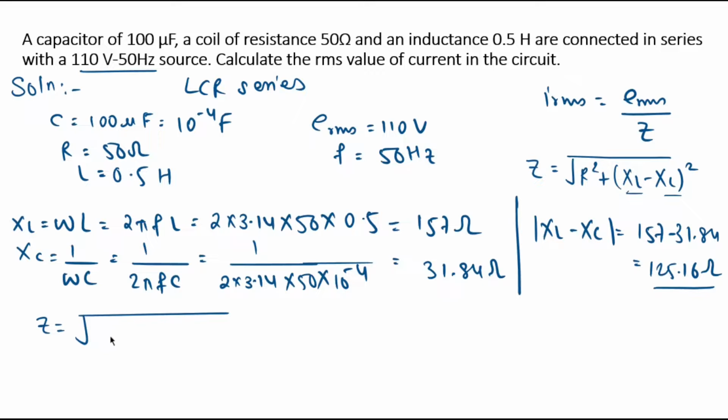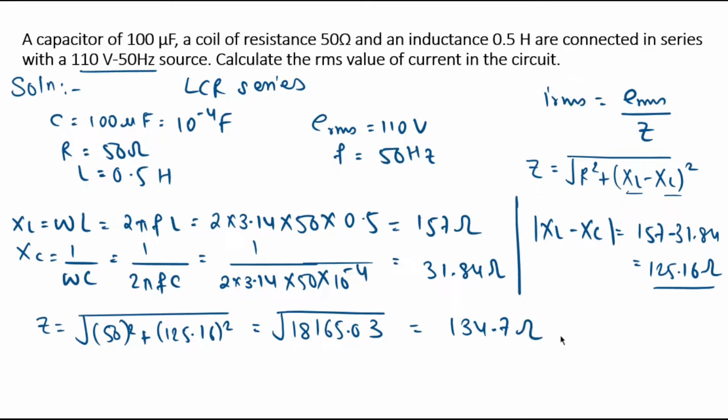So let's calculate the value of impedance, that is Z, which is equal to root under R square, so 50 square, plus 125.16 square. Now taking the square of these both terms and adding them, we get root under 18165.03, and calculating its root we can say that Z is equal to 134.7 ohms.